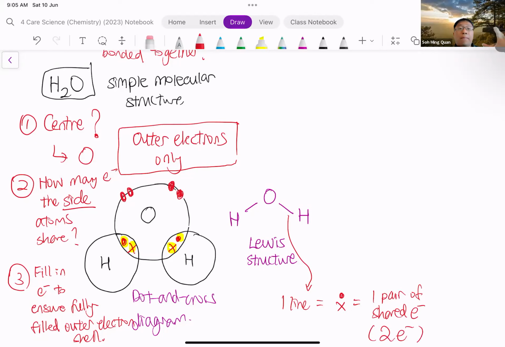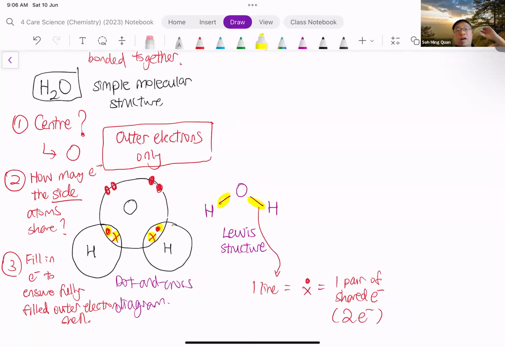So again, very commonly in MCQs, they will ask you how many electrons are shared. They will give you the Lewis structure and ask you how many electrons are shared. You count. The number of lines equals to the number of pairs which are shared. So you bear in mind, one line is one pair. One pair is 2 electrons. So over here, I got one line, 2 lines. 2 bonds equals 2 pairs of shared electrons. Okay? Therefore, 4 electrons are shared in total in each molecule of water.